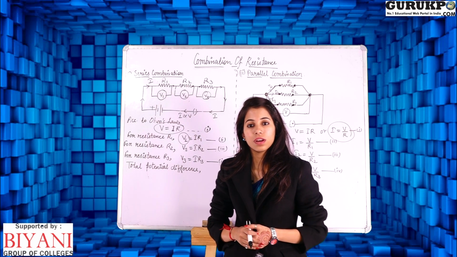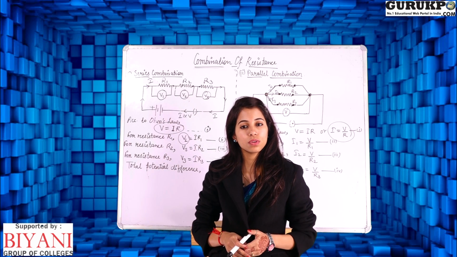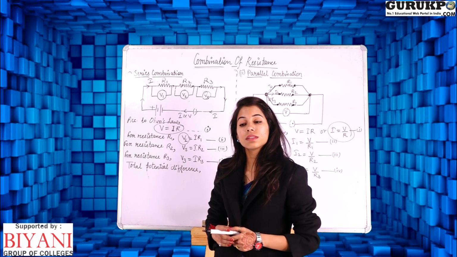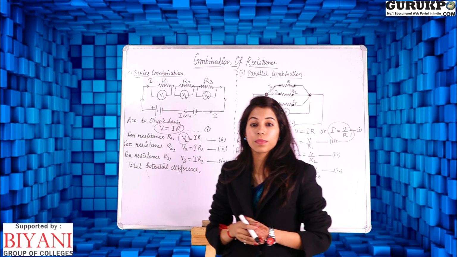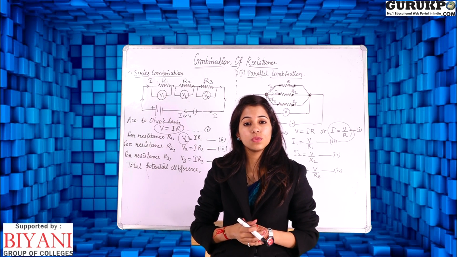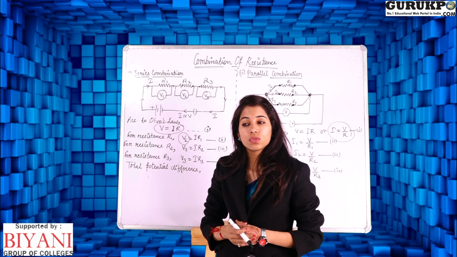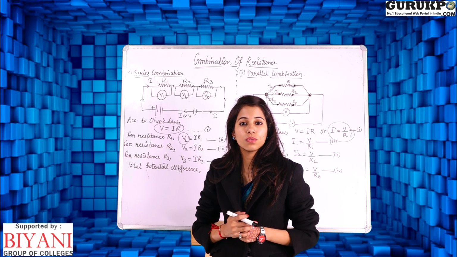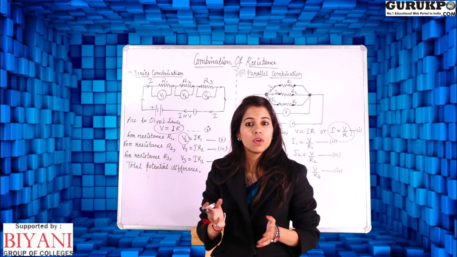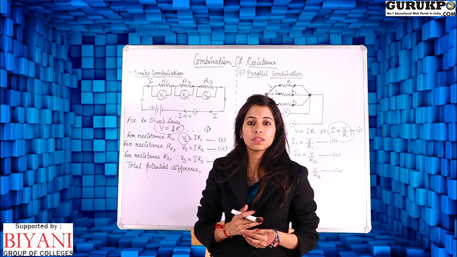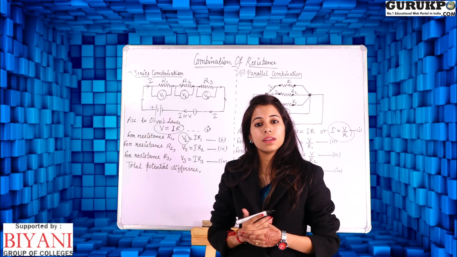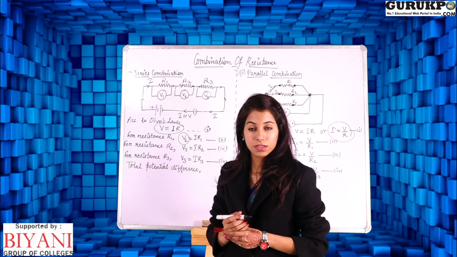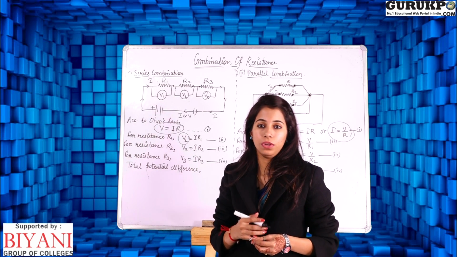In the last lecture, I discussed the combinations of capacitors. Now, in this lecture, I am going to discuss the topic of combination of resistances. Resistances are the most commonly used electronic components, so it is useful to find a set of rules for finding the equivalent resistance in electronic circuits. Now, resistances can be combined in two forms. The first is series and the second is parallel combination.